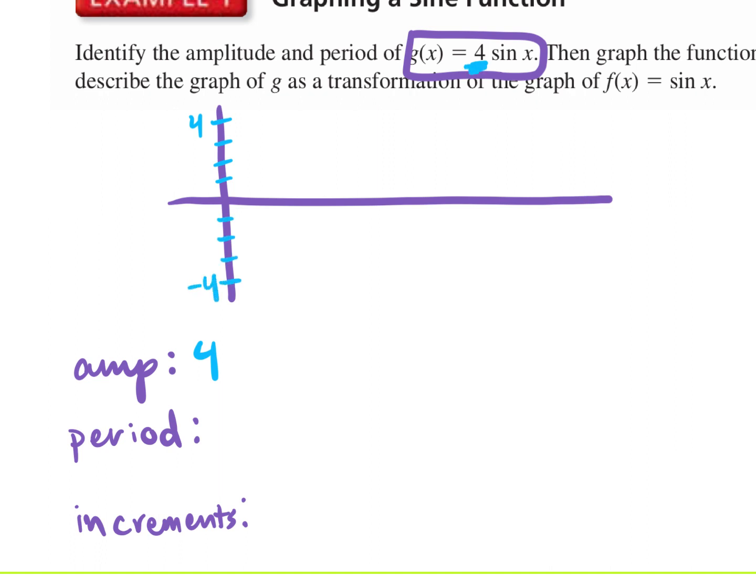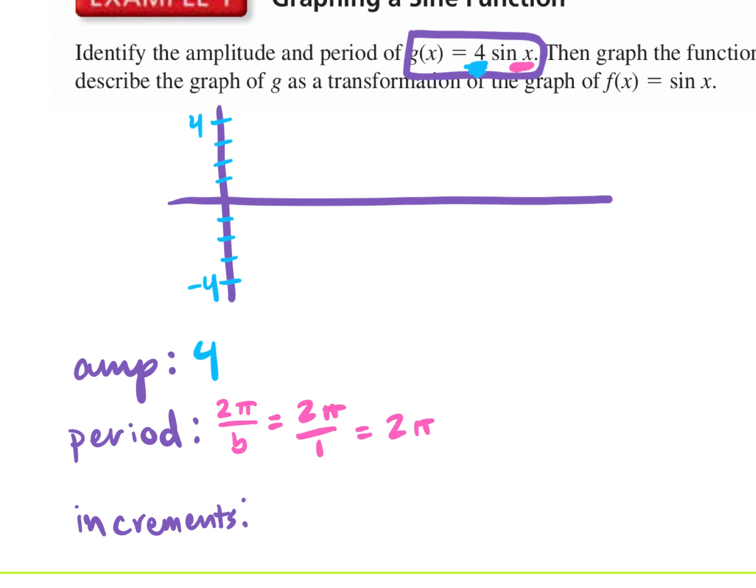So the number in front of sine tells us how high we go and how low we go for our graph. Now the period is 2 pi divided by b. And b is the number that's being multiplied to x. Is anything being multiplied to x? No. So here b is just 1. So it's 2 pi divided by 1, which is just 2 pi.